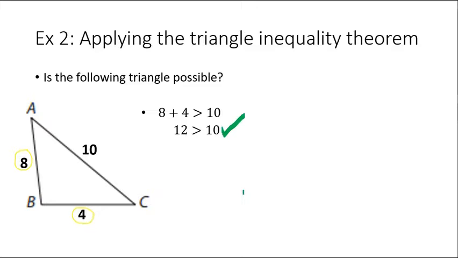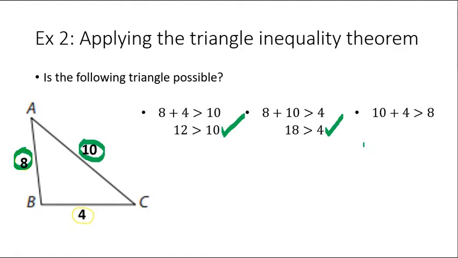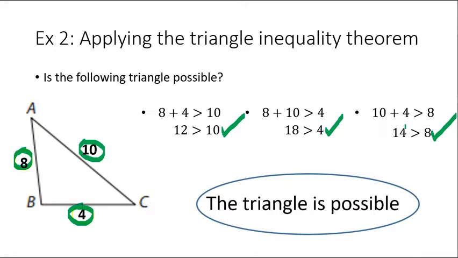So let's pick two more sides now. So let's say 8 and 10. Is that bigger than 4? So 8 plus 10 gives us 18. Since 18 is greater than 4, that works out. And the last two sides we haven't put together yet is 10 and 4. So 10 and 4 has to be greater than 8. So 10 plus 4 is 14. 14 is greater than 8. So since all three inequalities work out, we say the triangle is possible.